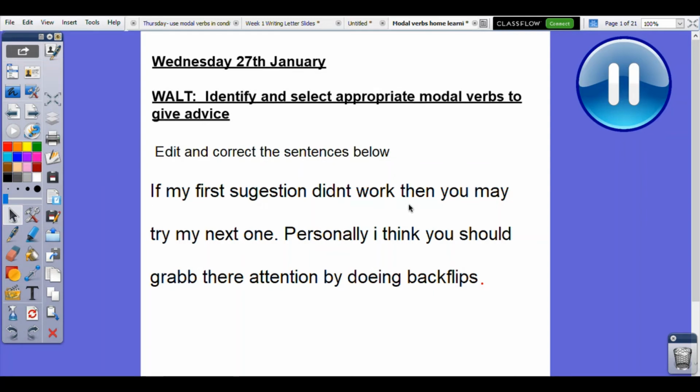Good morning, everybody. It's Wednesday, the 27th of January, and today we are learning to identify and select appropriate modal verbs to give advice. Your do now today is to edit and correct the sentences below.